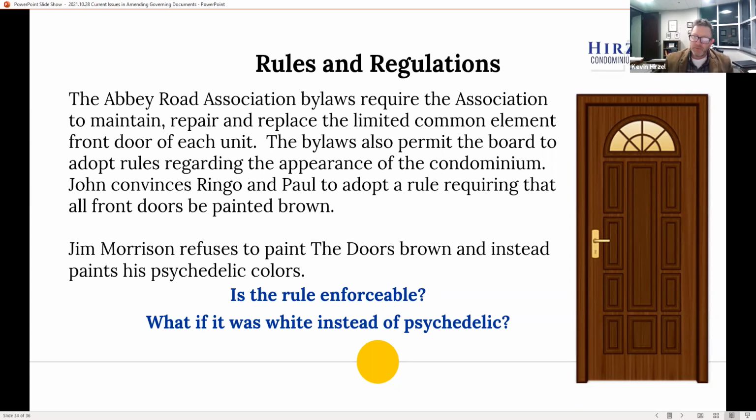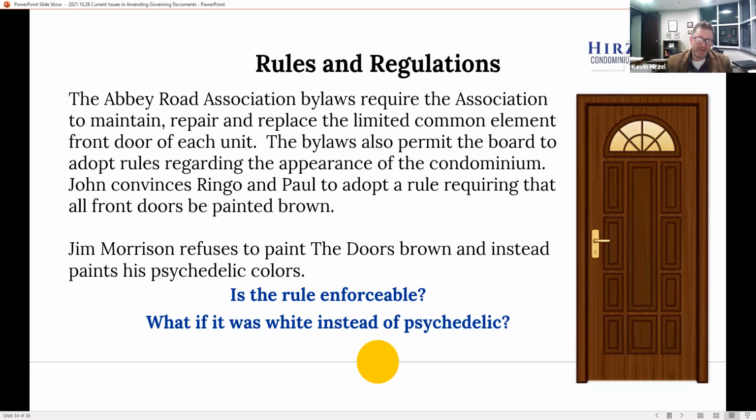Let's say that Jim is like, okay, white is a common color, what if he paints it white? If Jim paints his door white, not a bad color, a non-color really, is that problematic? Is the board able to enforce its rule against Jim if Jim paints it white?